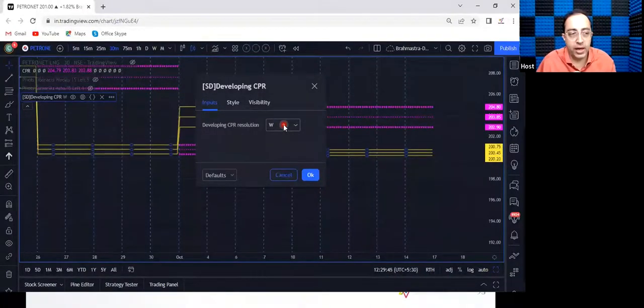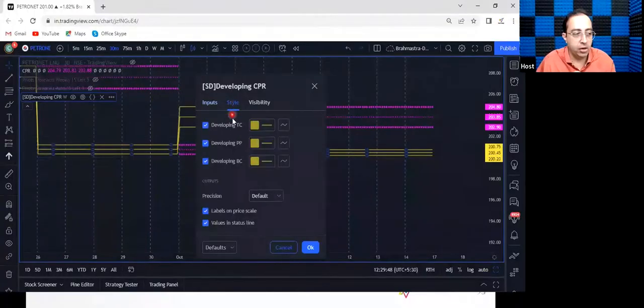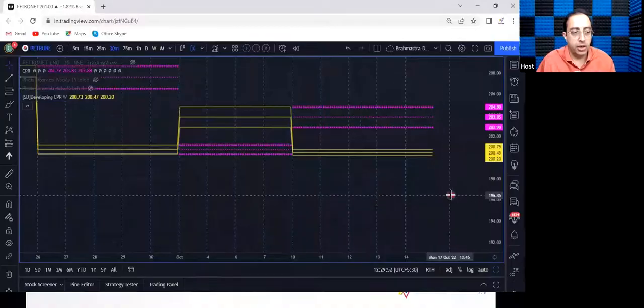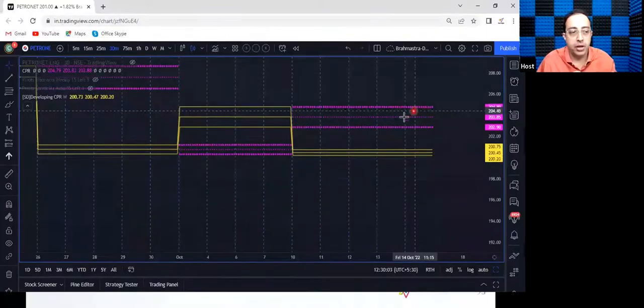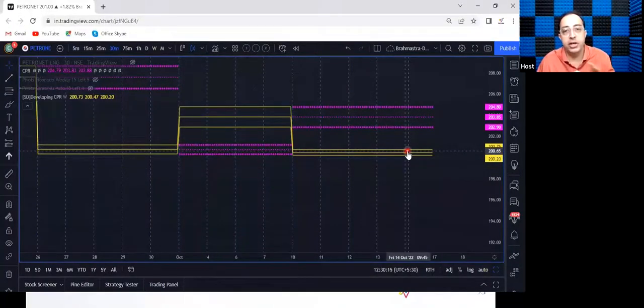Input, you select week, and then in the style, go and change the color so that it is visible. Now you will see here that the CPR above with the purple one is the one which has happened for the current week. Now this particular CPR which is there in yellow color is the one which is being developed right now. So this is the CPR which will emerge for the next week.